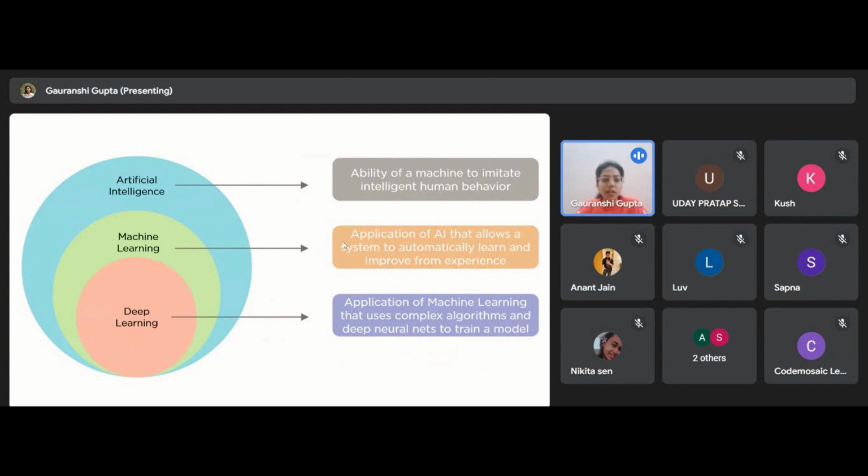So in this diagram, you can see that machine learning is a subset of artificial intelligence and deep learning is a further subset of machine learning. So what does the name machine learning tell us? That it's basically learning. Meaning we make the machine learn from its experience.